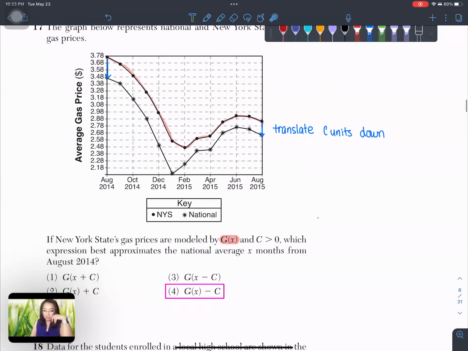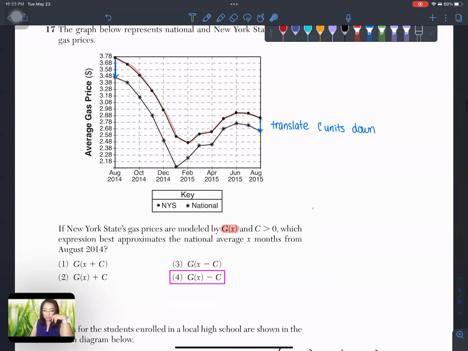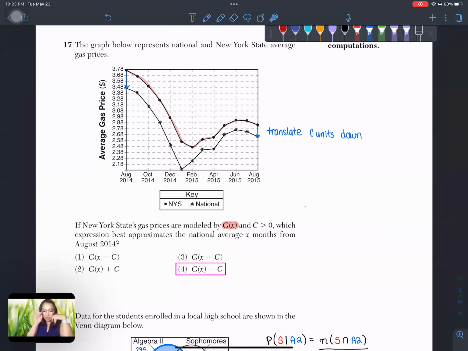17 is just a phase shift. If you didn't know, what you could do is just test some things out in your calculator. But this is translating c units to the left. This is translating c units to the right. This means c units up, and this means c units down. So the red function is actually going down and matching up to the star function by translating c units down. So the correct answer is choice 4.